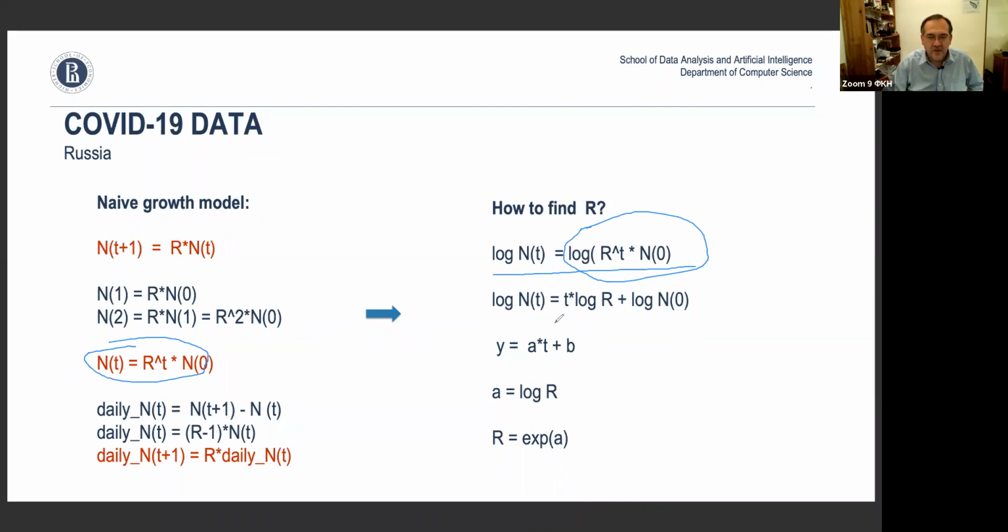So if you look at this, you realize that this is again our typical linear function. It's a straight line with corresponding coefficients. And if you calculate the linear regression on this line, you find the coefficient of linear regression, and you can easily calculate R, right? So that's very simple.